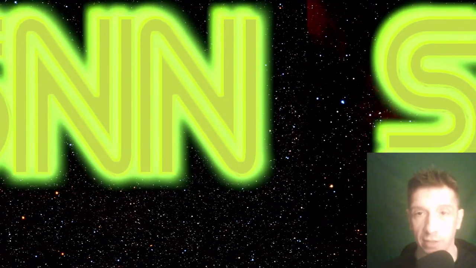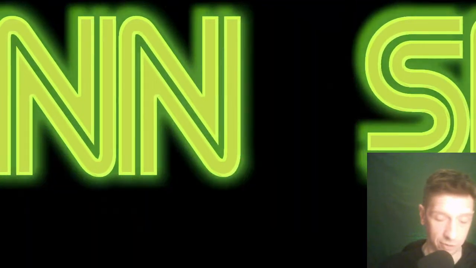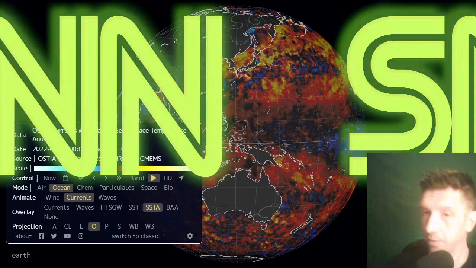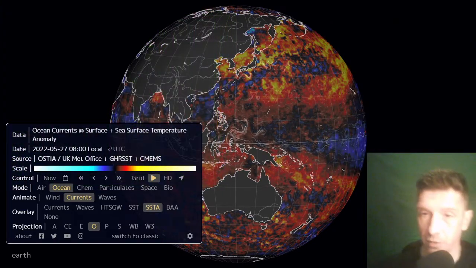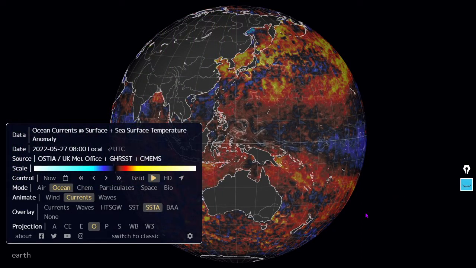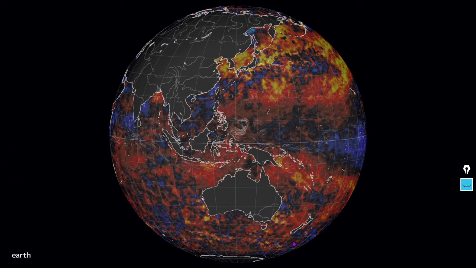Today we're going to start things out looking at ocean currents. It's not something we always do, but today we're doing it. So check this out. Here is the sea surface temperature anomaly and the currents. You'll be able to see both of those things from this perspective.